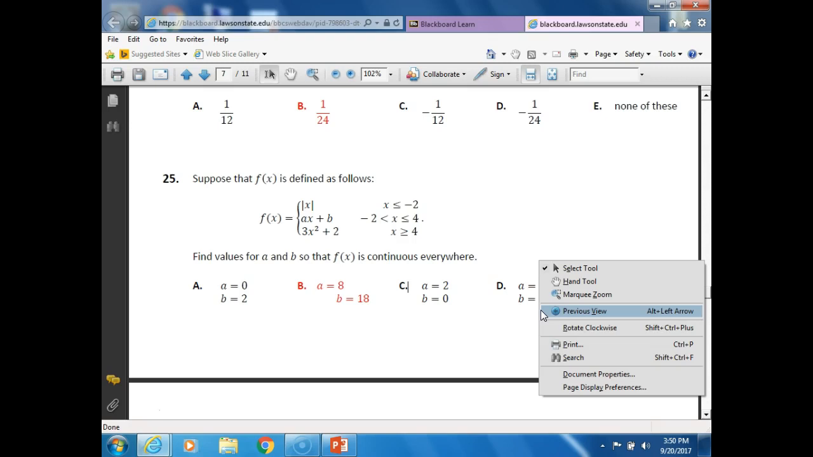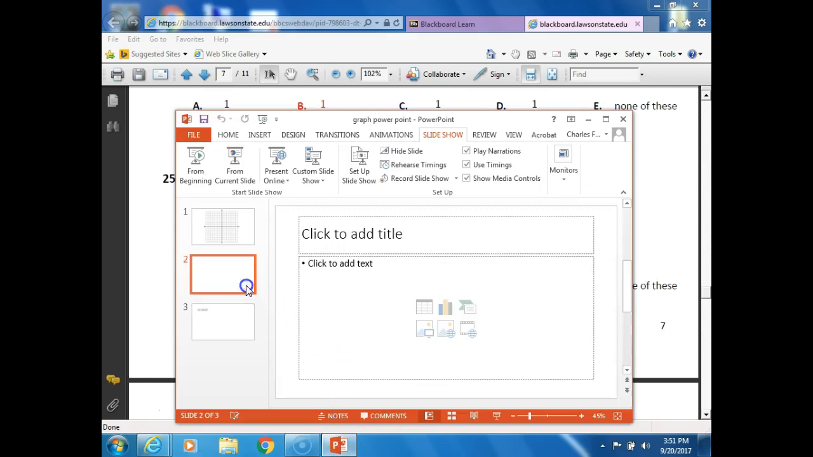Okay, so could you jot this down? Suppose f of x is defined as follows. It's absolute value x for x less than or equal to negative 2. It's ax plus b for negative 2 less than x less than or equal to 4. And 3x squared plus 2 for x greater than 4. Okay? What I think I'm going to have to do next time is just print these. But my printer isn't working, so I can't do it now. And what we're wanting to do is find the values a and b so that f is continuous everywhere. Okay. So, let's go back to our PowerPoint and go from current slide. All right, so this is number 25.